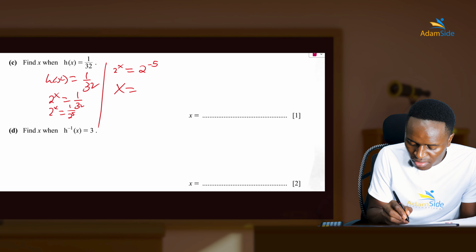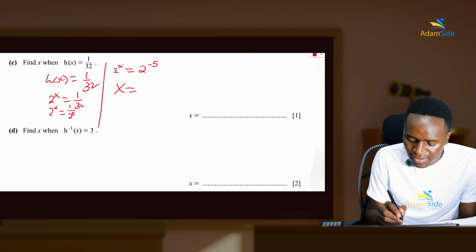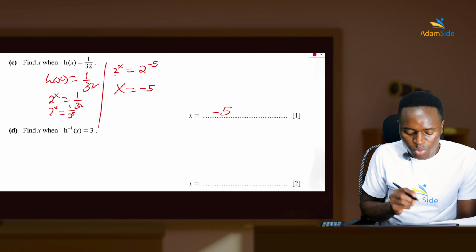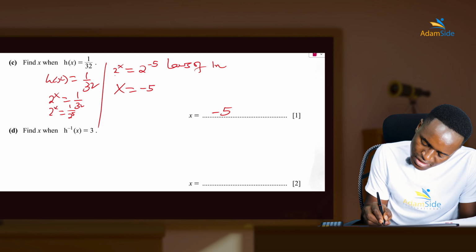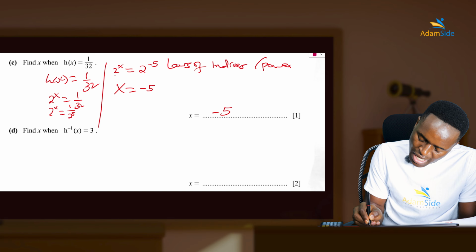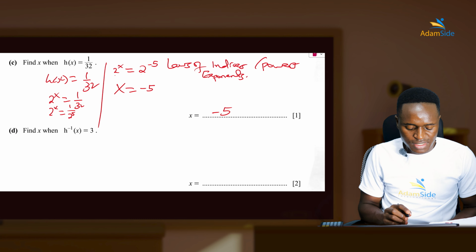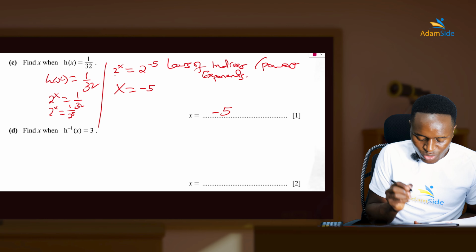So what's the value of x? Simply because the bases are the same, we also equate the powers. That's also a law of exponents. You have x equals negative 5. So laws of exponents are applied here. Laws of indices. If you don't know what exponent means, indices or powers, some books call them exponents. Don't be confused. So D, find x when h inverse of x is equal to 3.